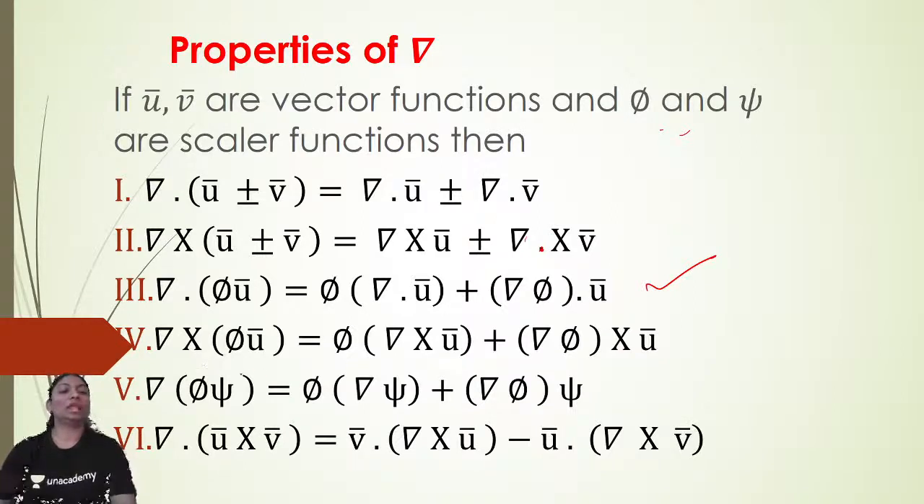Del cross (phi u bar) is equal to phi into del cross u bar plus del phi cross u bar. Now del of phi psi, where phi and psi both are scalars and u bar and v bar are vectors, is equal to phi into del psi plus psi del phi. Now del dot (u bar cross v bar) is equal to v bar dot del cross u bar minus u bar dot del cross v bar.